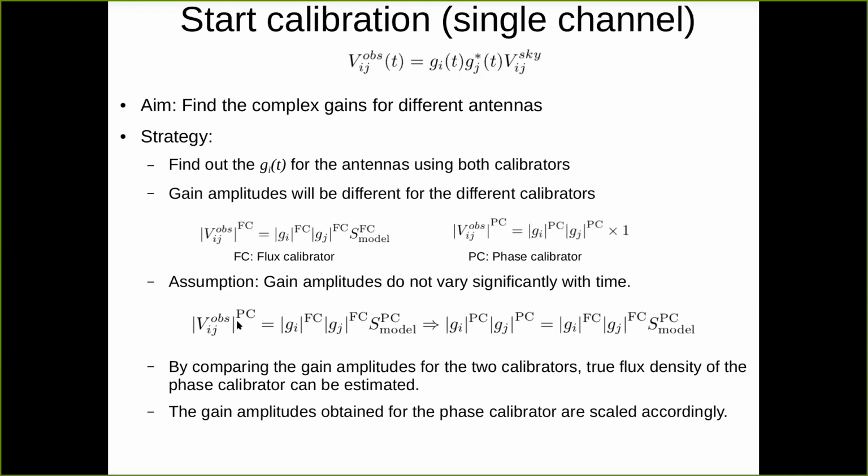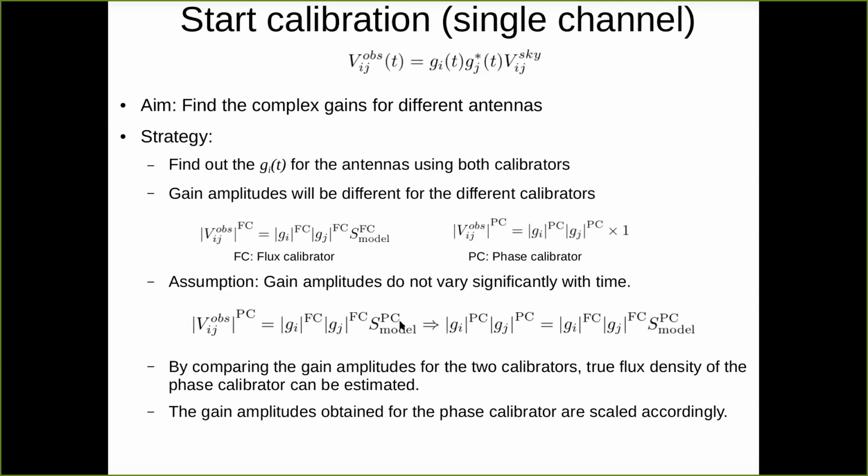Now you can see that since these are the true gains, if this is the true flux, using the true flux density of the phase calibrator, we would have obtained the same gain amplitude as we had already obtained for the flux calibrator. I'm not sure if I am able to explain it properly, but I hope at least from the equation it should be clearly understandable.